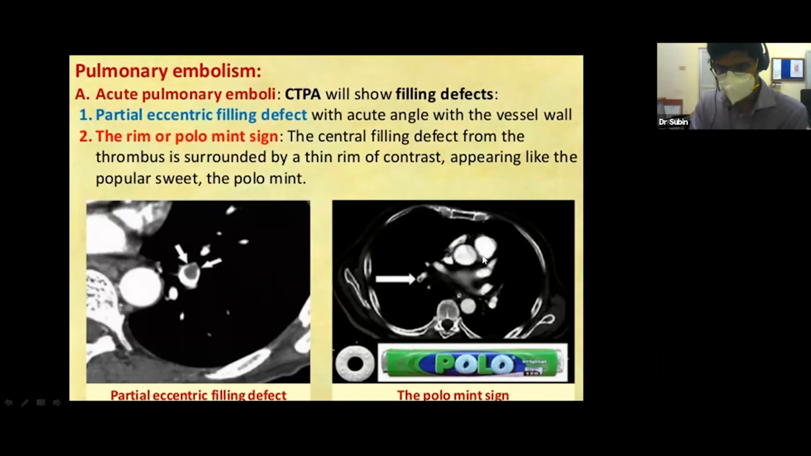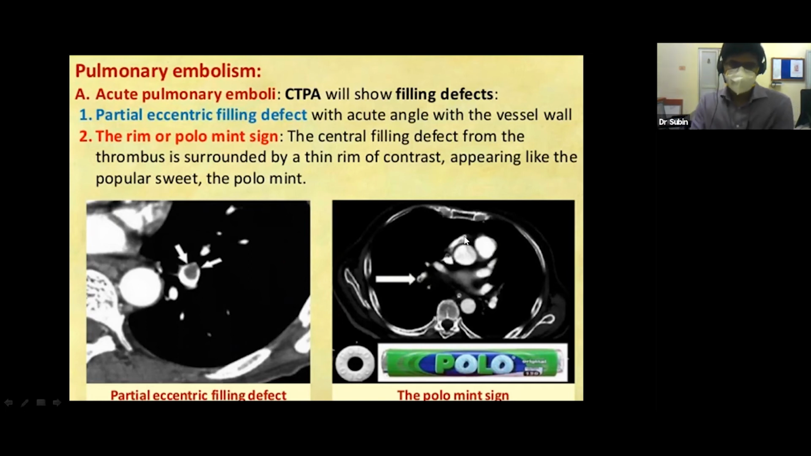We try to trace the pulmonary artery. We start from the main pulmonary artery, go to the right, go to the upper lobe branches, middle lobe branches, lower lobe branches, like that. Each of the segments we try to opacify, and we look for a filling defect. The filling defect is because of the thrombus, which is going to look less dense than the contrast. So a partially eccentric filling defect is called a rim or Polo-Mint sign, where you have a central filling defect from the thrombus which is surrounded by contrast. This is the Polo-Mint sign that we see in a pulmonary embolism.